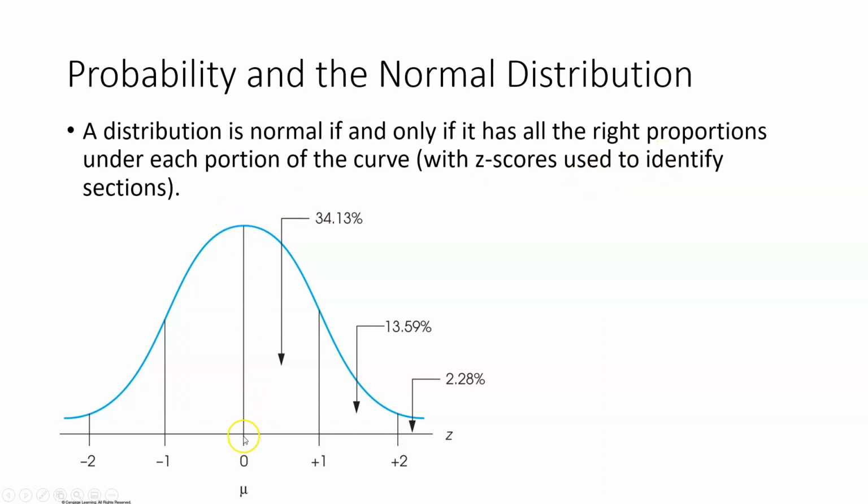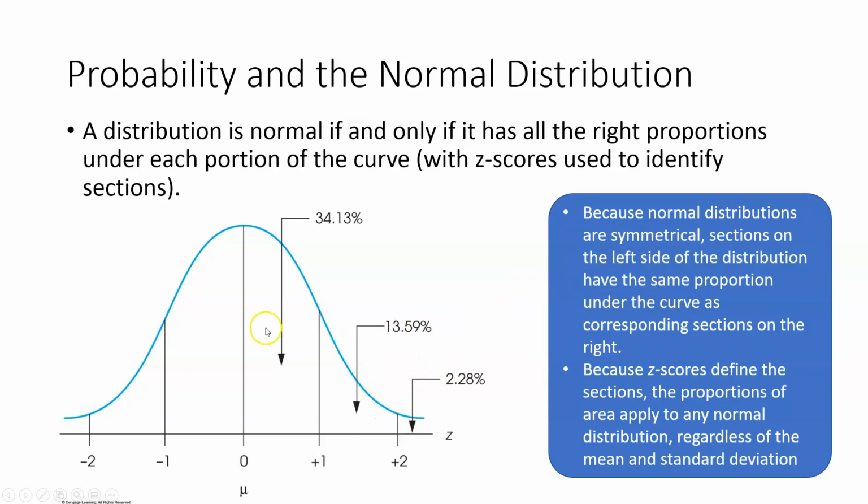So, in the section between the mean and one standard deviation higher than the mean, we see 34% of the scores must fall. Between one standard deviation above the mean and two standard deviations above the mean, 13.59% of the scores will fall. And above two standard deviations, 2.28% of the scores will fall.